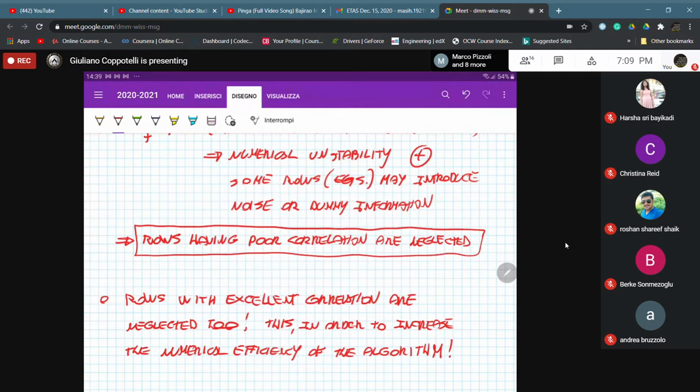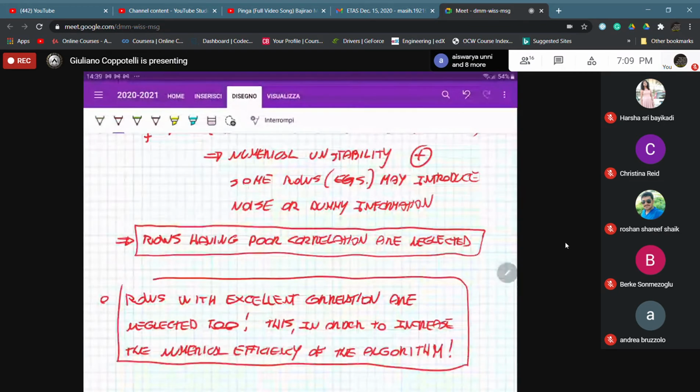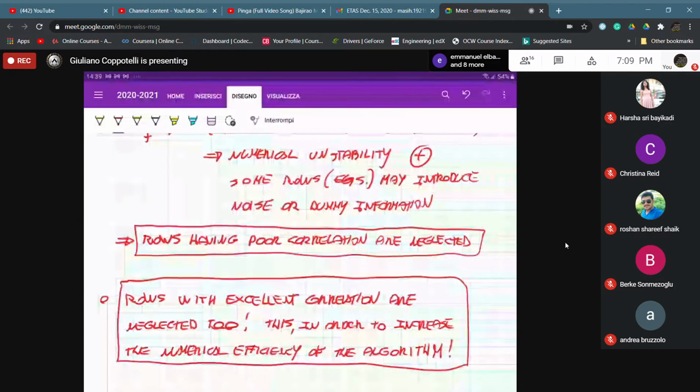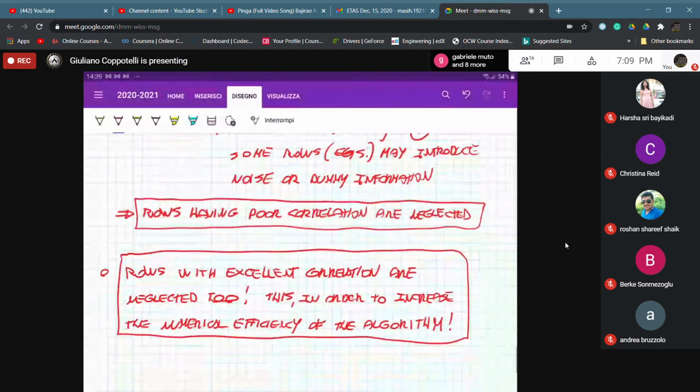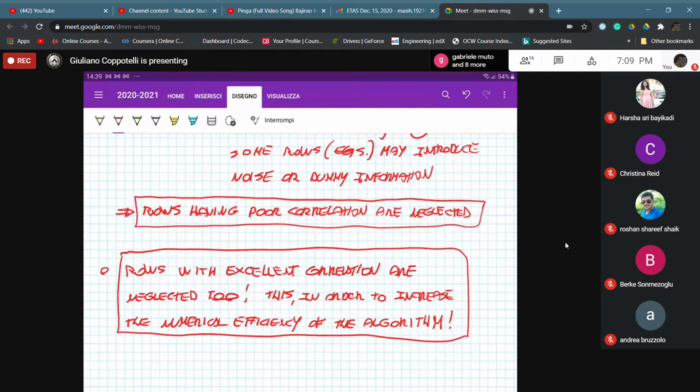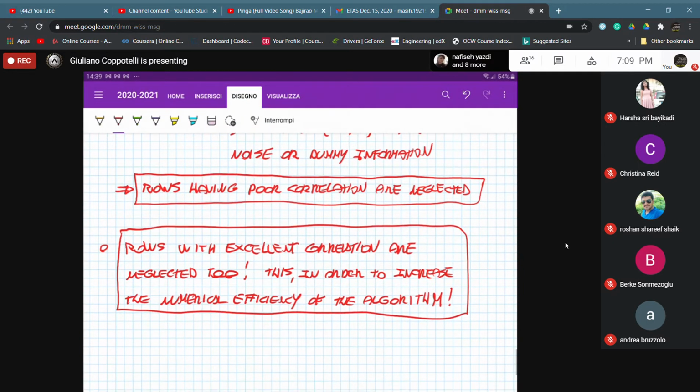Okay, so not only we are removing rows characterized by very pure correlation, but also those rows that are characterized by the maximum correlation that is close to the unitary value, just because not to have dummy information, okay, because we can't say much more about that. Okay, we want to improve the efficiency, numerical efficiency, by removing that.